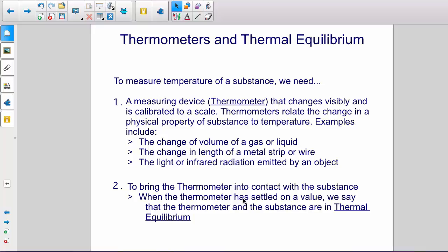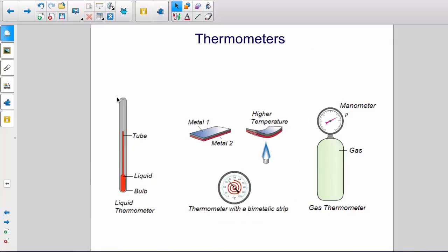It can also be a measurement of light or infrared radiation emitted by an object, and we'll look at that later too. Then we need to bring our thermometer in contact with the substance. When the thermometer has settled on a value, we say that the thermometer and the substance are in thermal equilibrium. We'll also explore thermal equilibrium in a subsequent section.